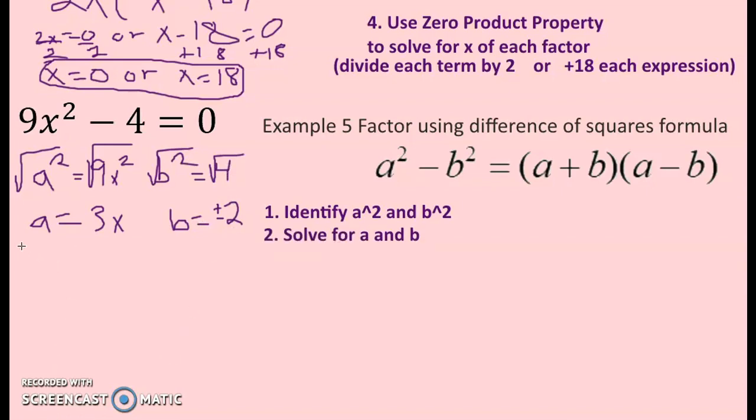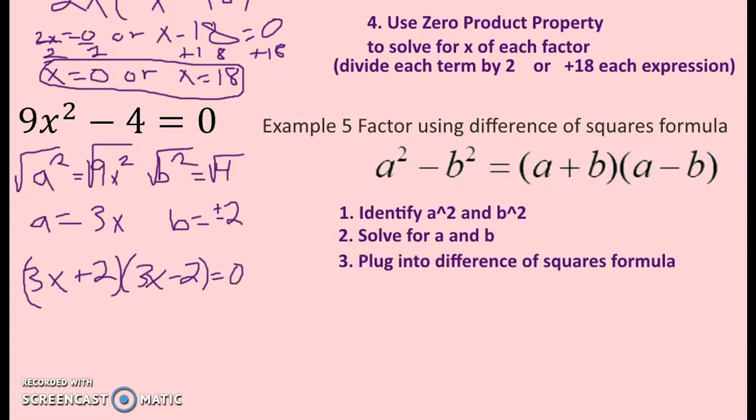The next step is to plug it into the formula. So we have 3x plus 2 times 3x minus 2 equals 0. From here, we want to use the zero product property to solve for x of each factor. So we have 3x plus 2 equals 0, or 3x minus 2 equals 0.